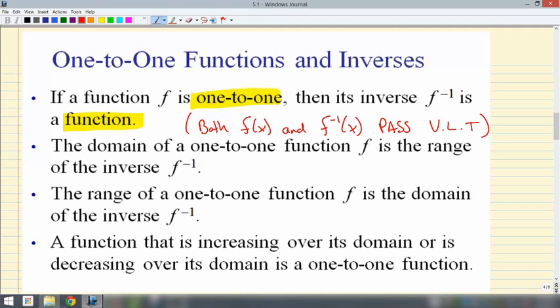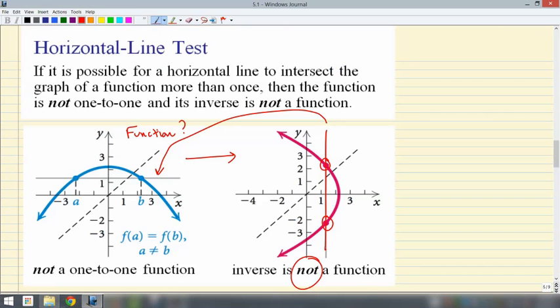There are also two relationships that exist between the domain and range if something is one-to-one. So if a function is one-to-one, the domain of the function is equal to the range of the inverse. And likewise, the range of the function becomes the domain of the inverse. So how do you tell if something is one-to-one? Step number 1, it passes the vertical line test. And when something passes the vertical line test, that means it's a function.